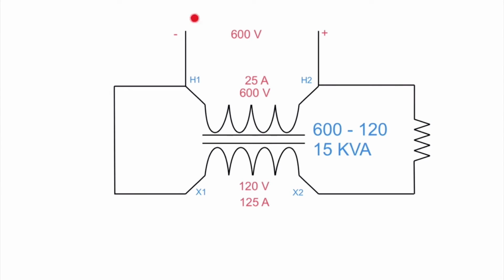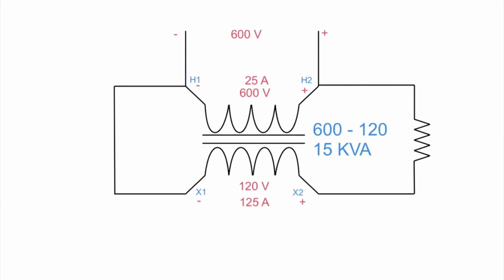Now I've determined the polarities here, negative, positive, which tells me that if this line is negative and this line is positive, H1 is going to be negative, H2 is going to be positive. Now we learned too from our video on ratings of transformers that whatever the polarity is of H1 is going to be the polarity of X1. So if H1 is negative, then X1 has to be negative. If H2 is positive, then X2 is positive.